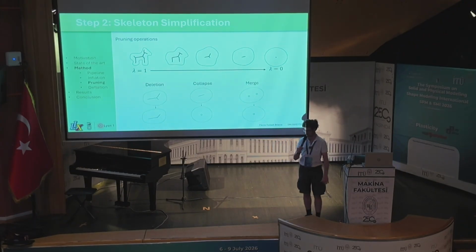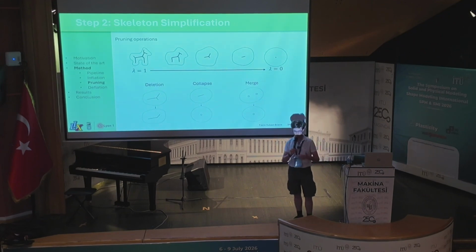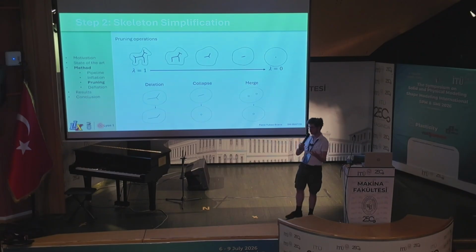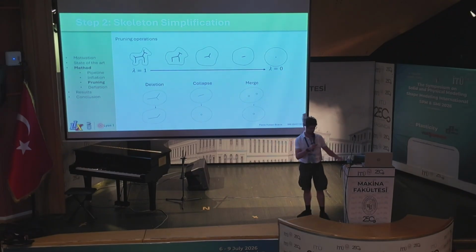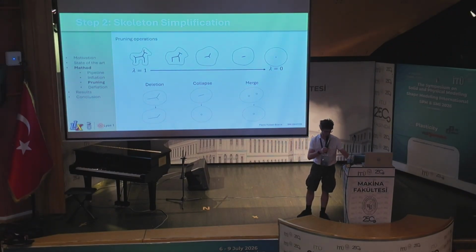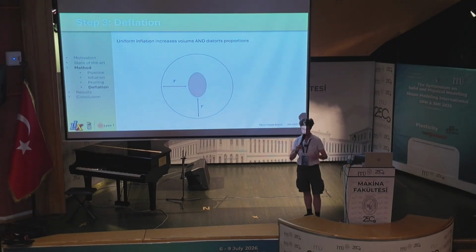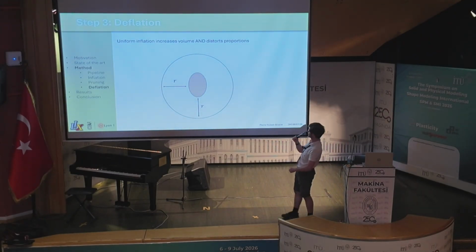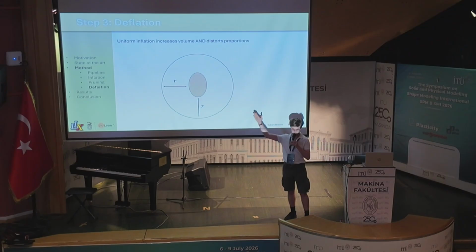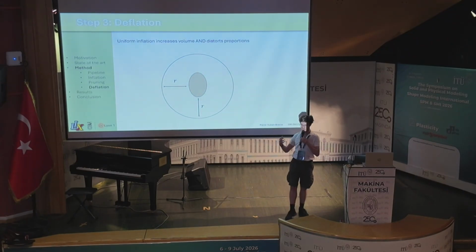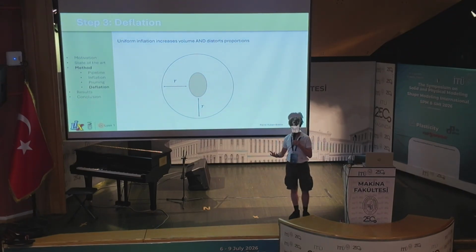In all 3 cases, we either decrease the number of primitives or the complexity of the integration of the potential. So we reduce the computation in each case. However, the inflation does alter the volume and the aspect ratio of the shape. As you can see here, the ellipse under a uniform inflation turns into a sphere.